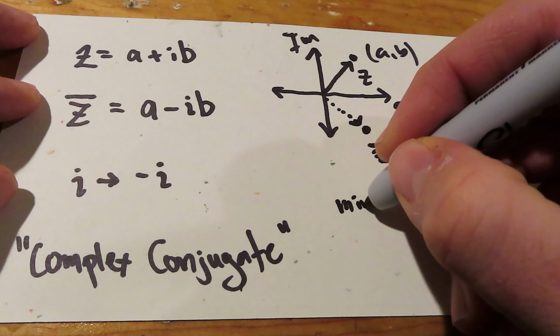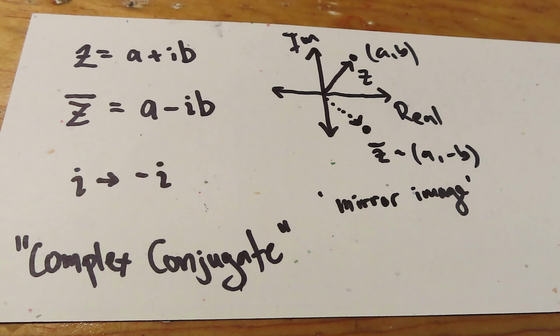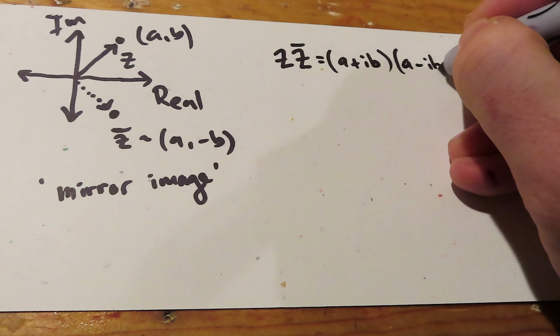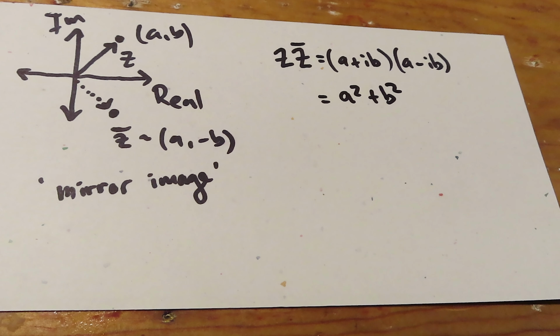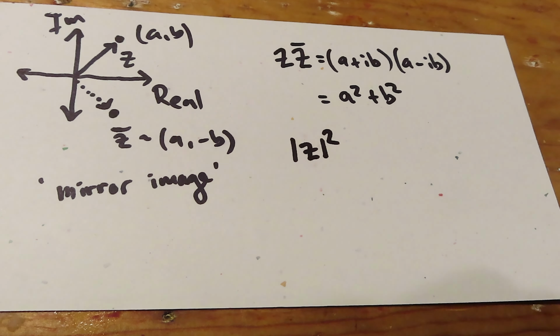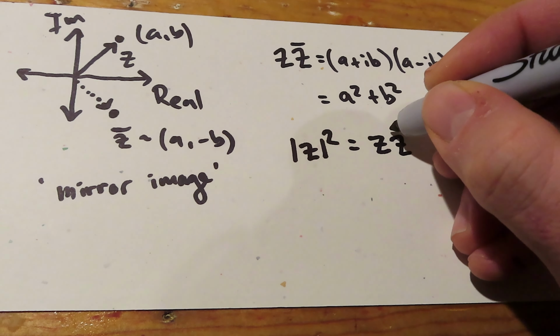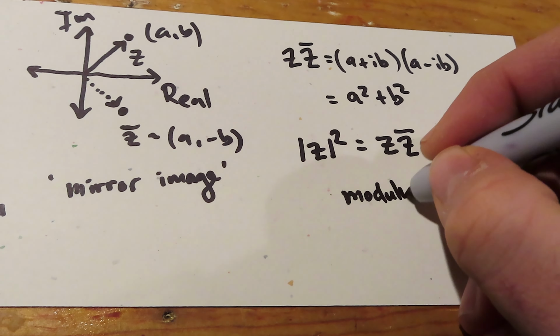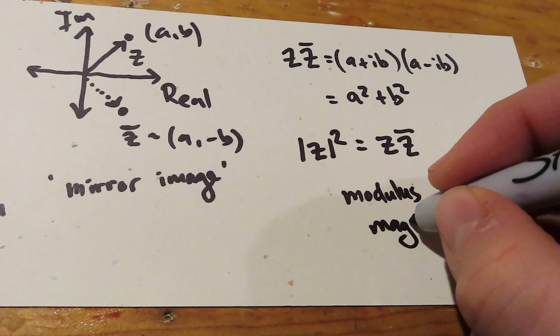The complex conjugate brings us to our second important concept in complex numbers. Consider z times z bar. Expanding that product out shows that it's equal to a squared plus b squared. Put differently, the modulus or magnitude squared of a complex number z is simply z times its complex conjugate, z bar. This is exactly the same as the modulus of a two-dimensional real vector space.